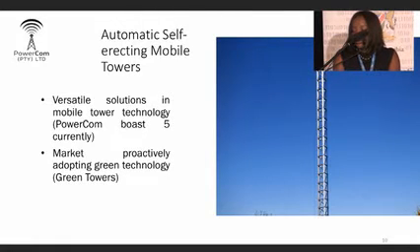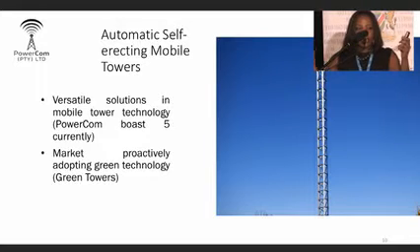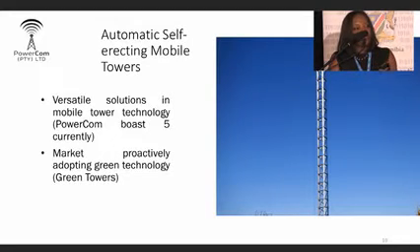So this kind of solution, and pardon me that you're not able to actually see the bottom part of this truck that has these towers popping out, is also one of the creative ways to digitalize the actual hardware of the kind of service that we provide. And the market is really proactively, as I mentioned earlier, going green. Green tower is the future.